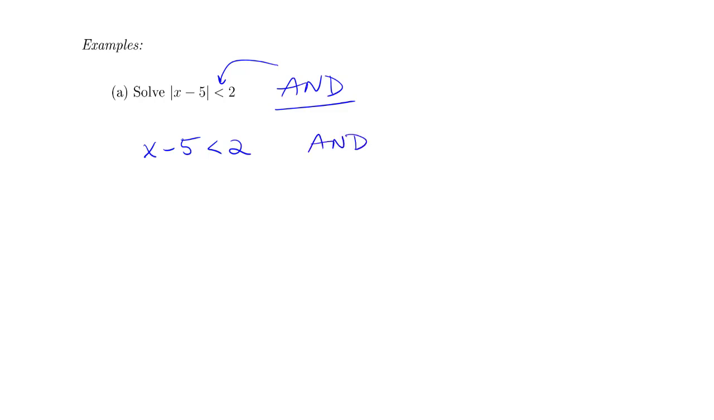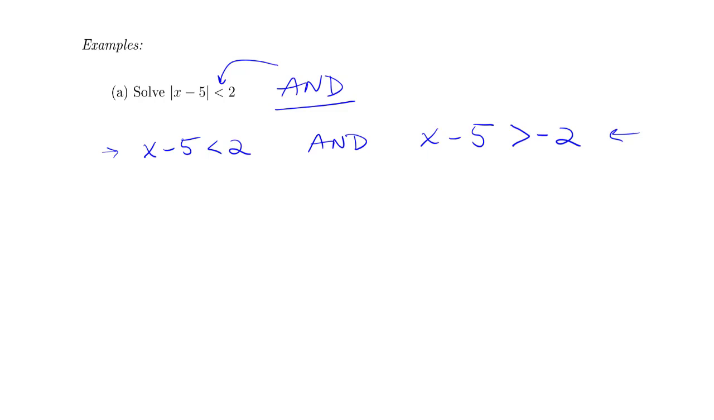And I also need x minus 5. Now I switch the sign, greater than, and put a negative on the other side, negative 2. So x minus 5 less than 2 and x minus 5 greater than negative 2. Now I'll solve these individually and put the answer together.